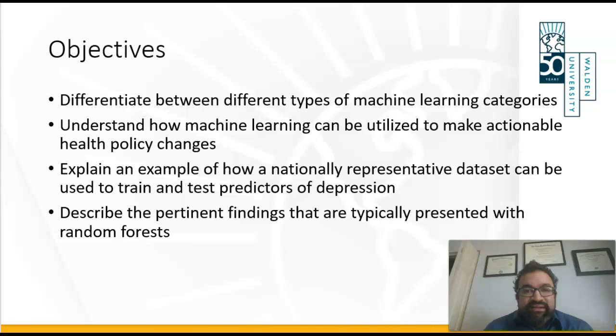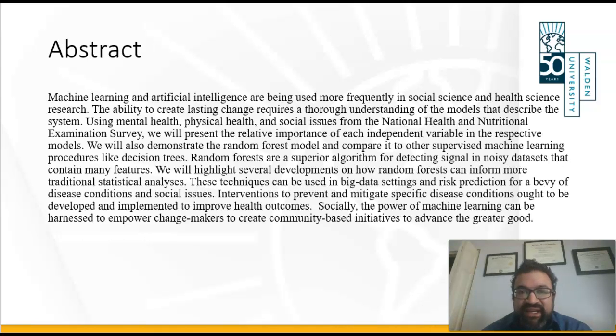Today, in roughly the next 10 minutes, I will be talking about the different types of machine learning categories and where random forest fits in. This is a very short amount of time to talk about all of these aspects, but I will show you some of the theoretical underpinnings of random forest, which is a type of supervised machine learning, and demonstrate in real time how a nationally representative data set can be used to study and understand some of the social problems better. Here's the abstract, just in case you didn't get a chance to look at it.